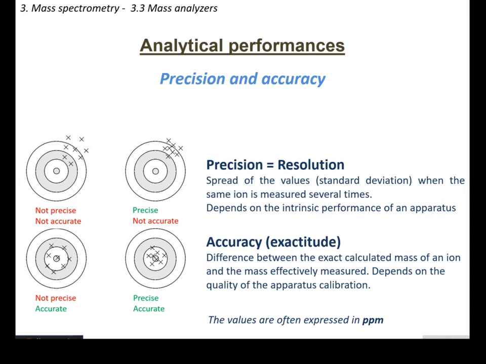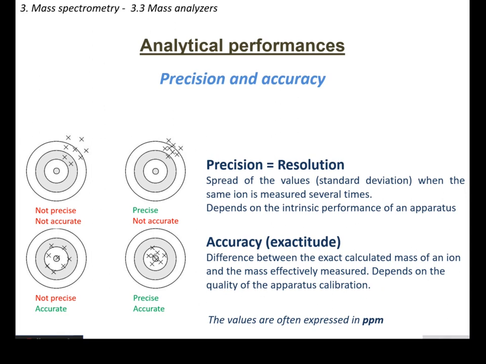The accuracy, or exactitude in French, is the difference between the exact calculated mass of an ion and the mass effectively measured. It depends on the quality of the apparatus calibration mostly. And the values are often expressed in ppm, parts per million. So the little sketch on the left can show you what it means.